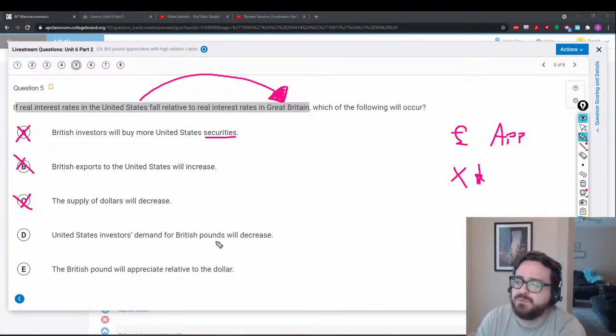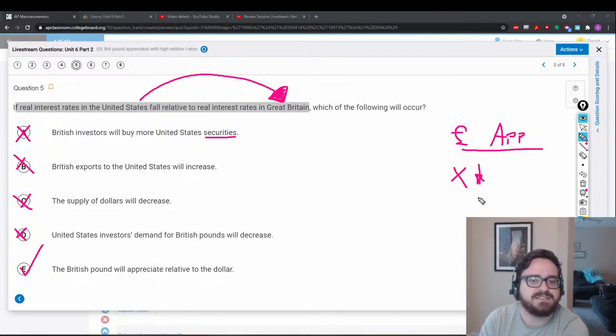The demand for pounds will decrease. Nope, it's increasing. The pound will appreciate relative to... okay, that's what I said. Easy. It's just that the pound will appreciate. That one's faster. You could probably solve that one faster, because you see that we want to invest in Britain. Well then we'd want the pound, so the pound's worth more. Oh, it's E. Done.